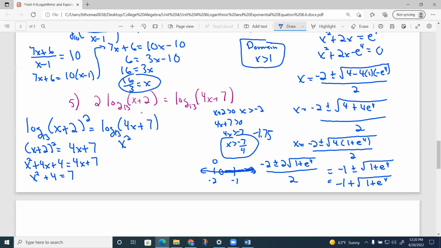So that turns into x squared equals 3. If I take the square root of both sides, we get x equals plus or minus the square root of 3. Now, the question is, do both of those work? I know the positive one works, but does the negative square root of 3 work?